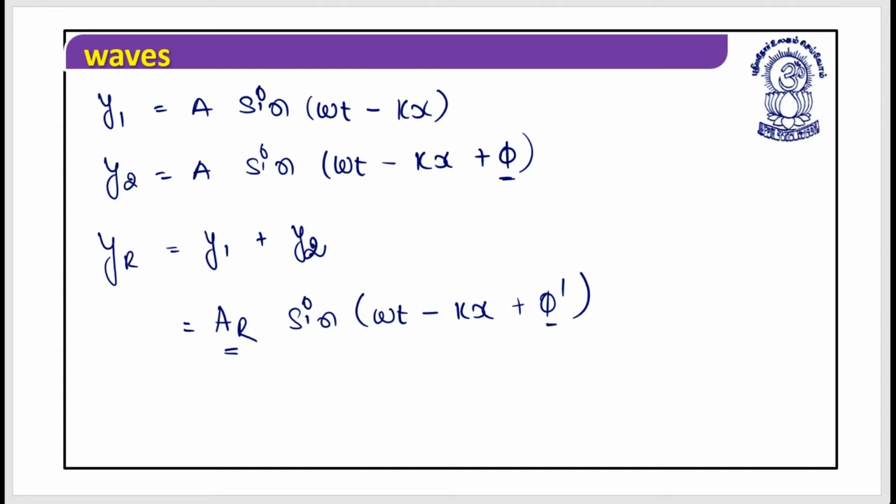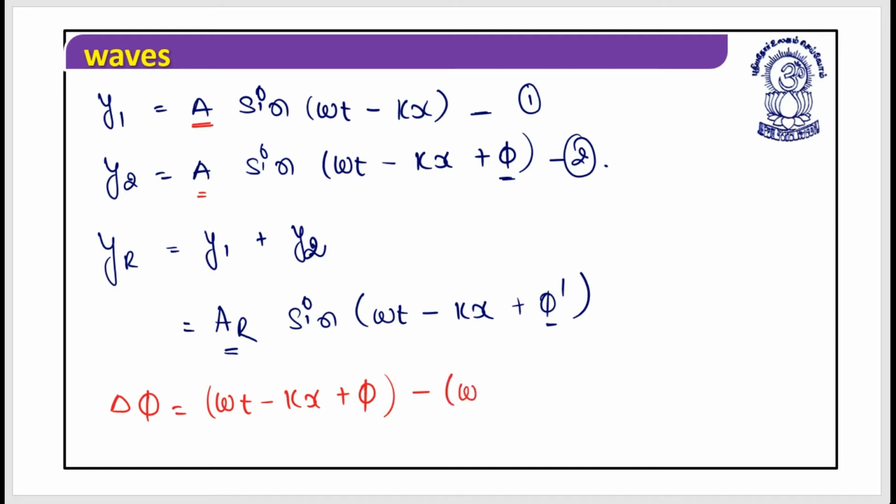As we have said, it is the vector addition. Let's say this is the first, this is the second, and this would be the vector addition of the two. Both have the same amplitude, a. Next, what is the phase difference between the two? It is omega t minus kx plus phi minus omega t minus kx, which solves to delta phi equals phi.